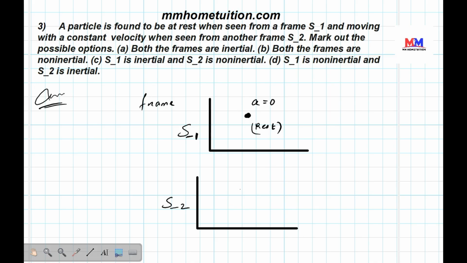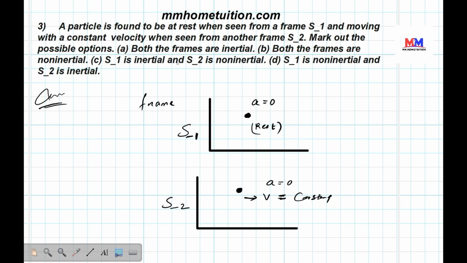So let's draw another diagram for the same particle. The particle is moving with constant velocity. Velocity is there, but velocity is constant. The particle is moving with constant velocity when seen from another frame S2. If it is moving with constant velocity, acceleration equals 0. In frame S1, the particle is at rest, acceleration is 0.